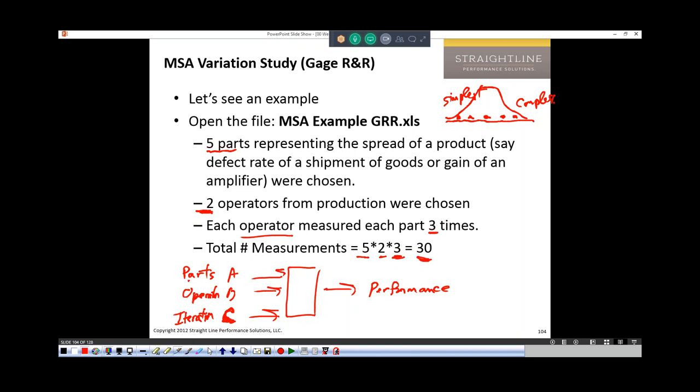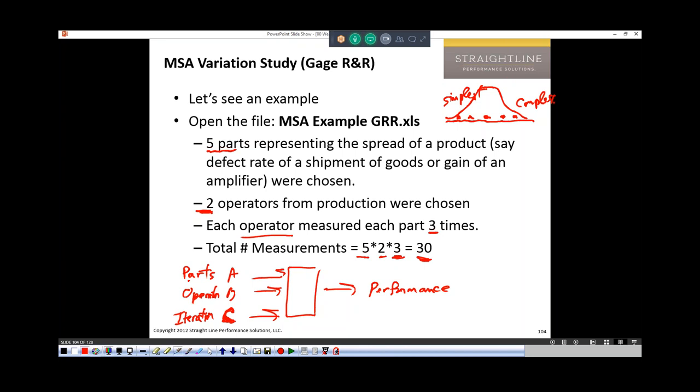And that's always the measurement system question: is it my part that's changing, or is it my operator, the person who's measuring, that's the problem? Is it the measurement that's the problem, or is it the measurer that's the problem, or is it the part that's causing the problem? Okay?